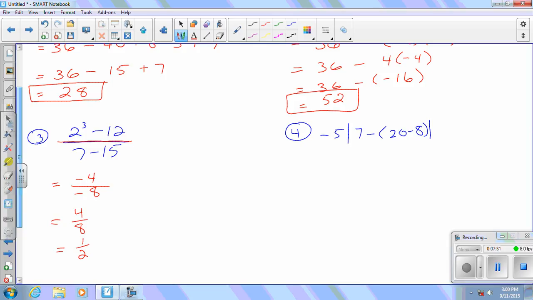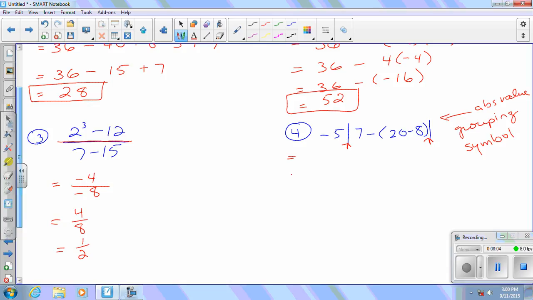Okay, question 4 has an extra twist in that it has absolute value symbols. Okay, so we've got -5 times the absolute value of everything that's between those two vertical bars. So that also acts like a grouping symbol. Okay, the absolute value can be a grouping symbol. So treat it like brackets or parentheses.